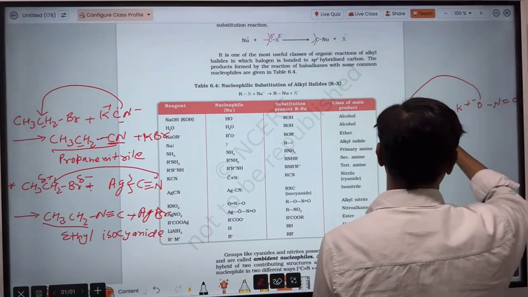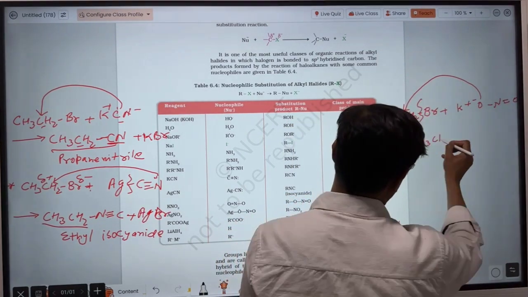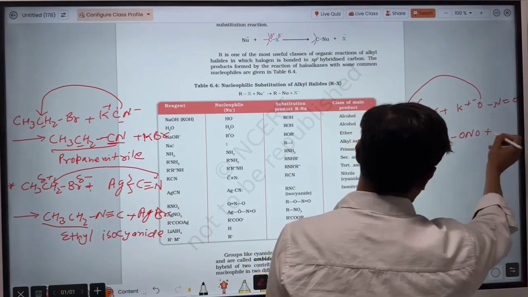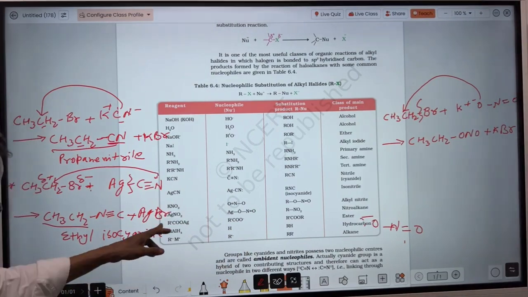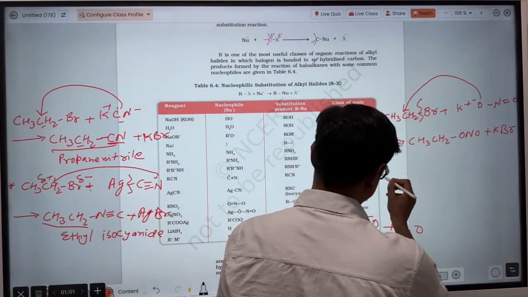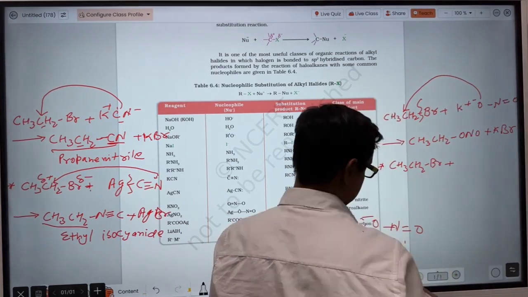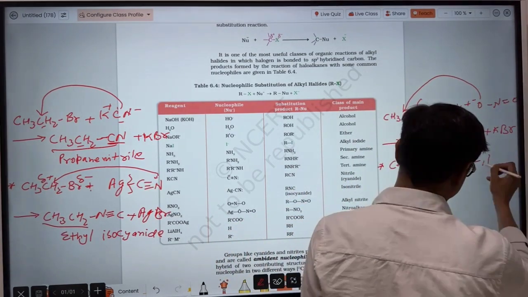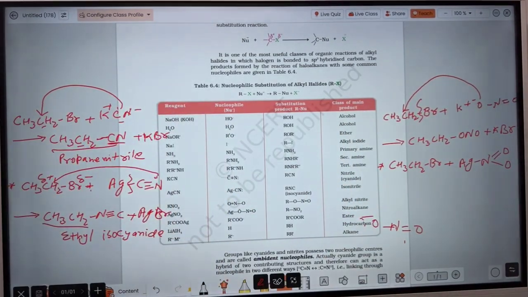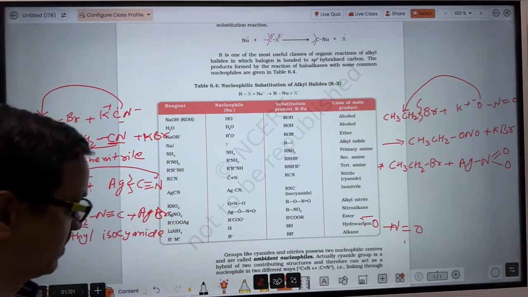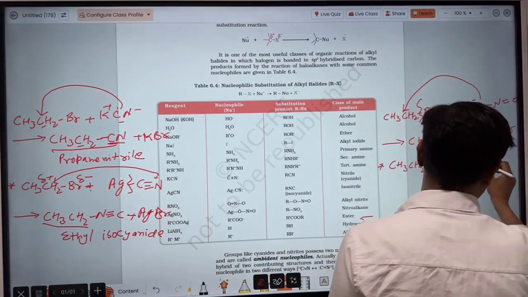So this oxygen will attack this carbon. The bond will dissociate from here, so the product will be this one. But when you react with AgNO2, the next reaction, here the bonding is like this. Like this here, AgNO2, bonding will be like that. Okay? Oh, sorry, not like that. There is covalent bonding here.